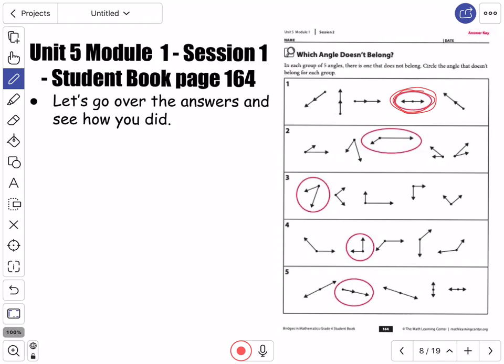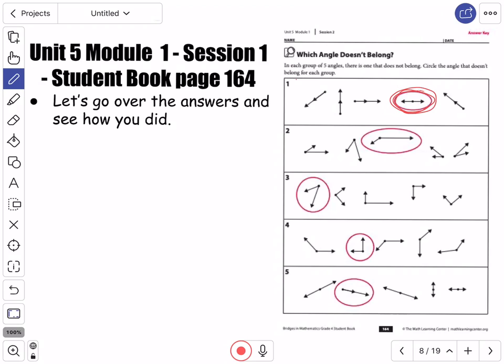Okay, I'm going to flip to the next slide now. For number 1, this is the one that does not belong. It has an arrow going both ways, and the other ones all have arrows going the same way. The rest of them are 0 angles, and the other one's a straight angle. Number 2, the one that doesn't belong is this one right here. The third angle doesn't belong because it is the only obtuse angle, and all of the other ones are acute angles.